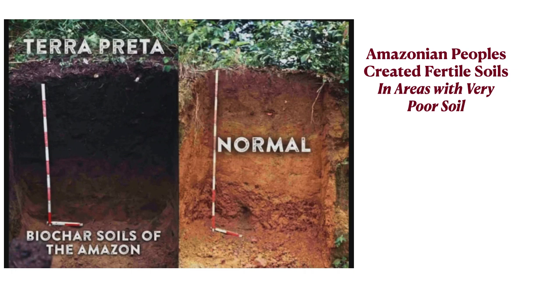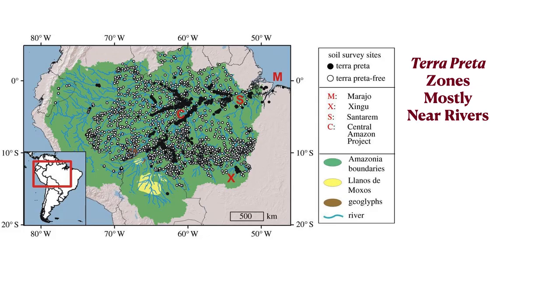And they've been extensively mapped. I mean, they're still sought out today by farmers because of their fertility. And you could see here terra preta soils in those black circles, and they're generally along the rivers.